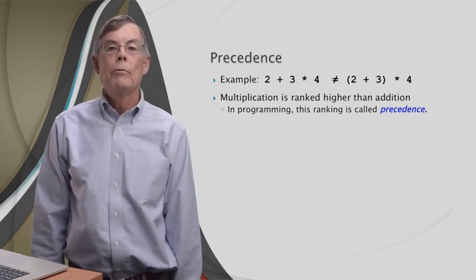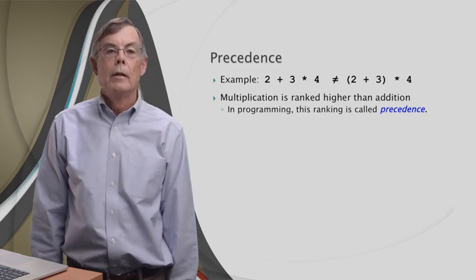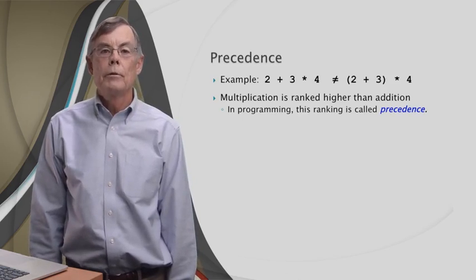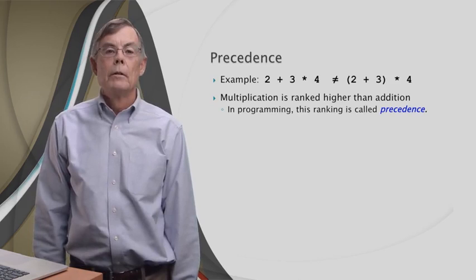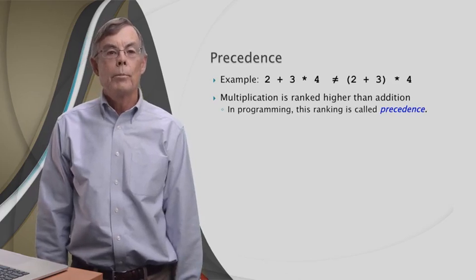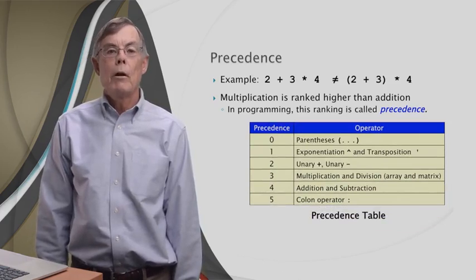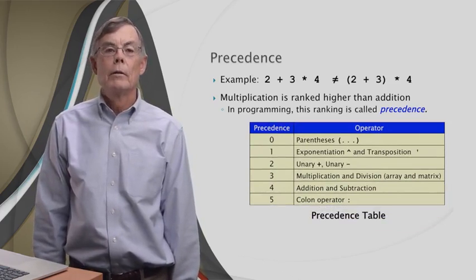Having multiplication go before addition seems like the obvious thing to do because that's the way we've always done it. But with other operators, it's not always so obvious. So how do we find out the order? Well, we use a precedence table. This is a precedence table for all the operators that we've covered so far.